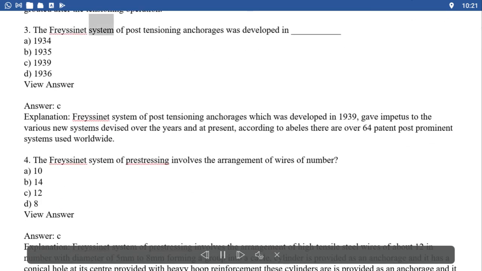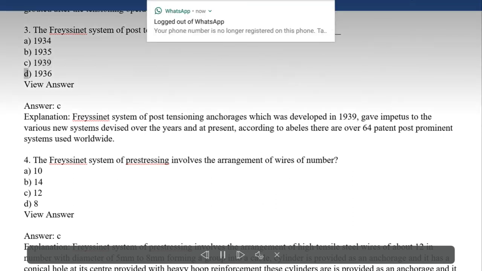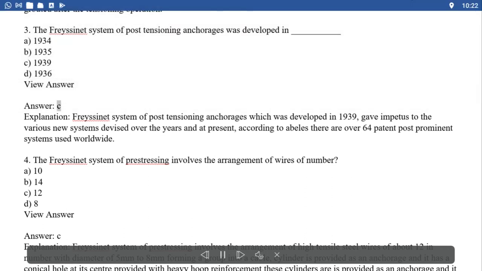3. The Freyssinet system of post-tensioning anchorages was developed in A. 1934. B. 1935. C. 1939. D. 1936. Answer. Answer C.